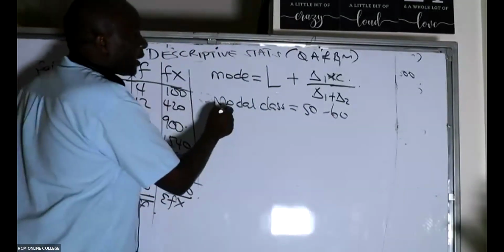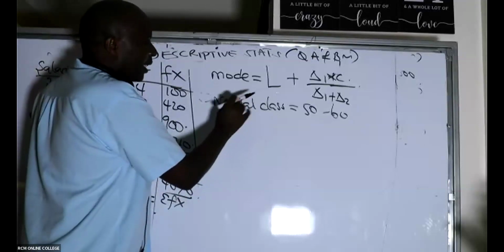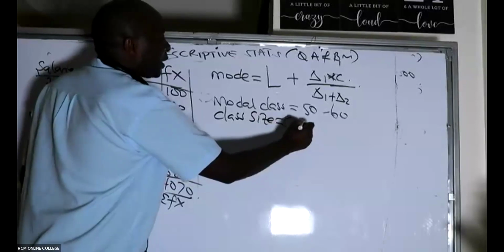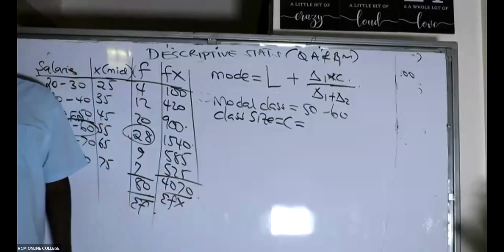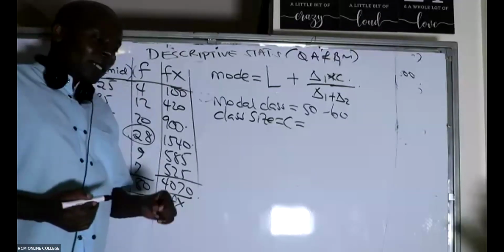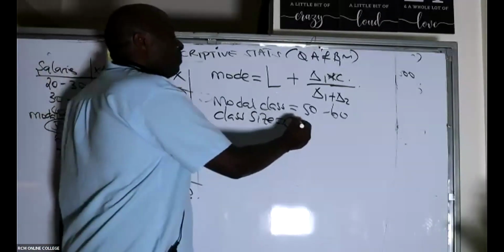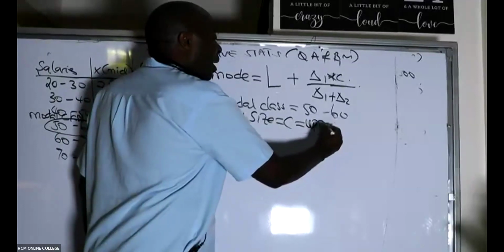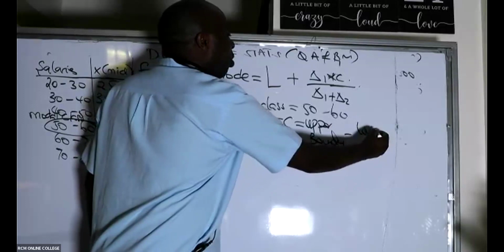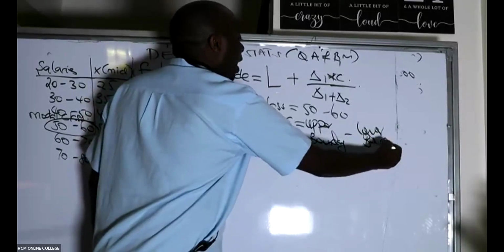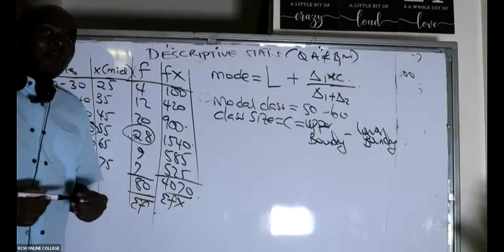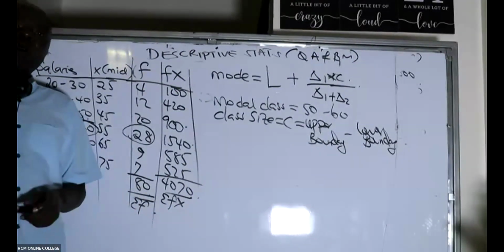class size. That is how you should remember this. What is the class size here? So go ahead and give us the class size, which is our C. How do we get this class size, ladies and gentlemen? To get the class size, we normally take the upper boundary minus the lower boundary.